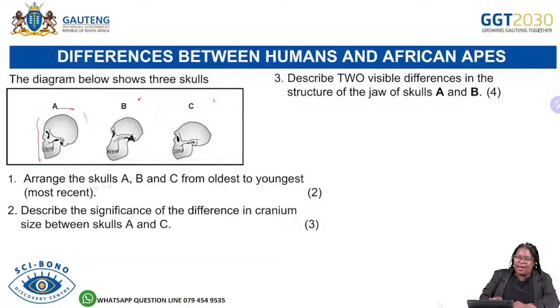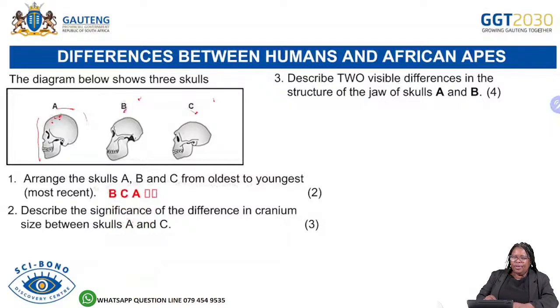Number 1, arrange the skulls A, B, C from oldest to youngest. Youngest will be the modern human. Oldest will be from million years ago. All right? So it will be BCA. B, C, this is the youngest.